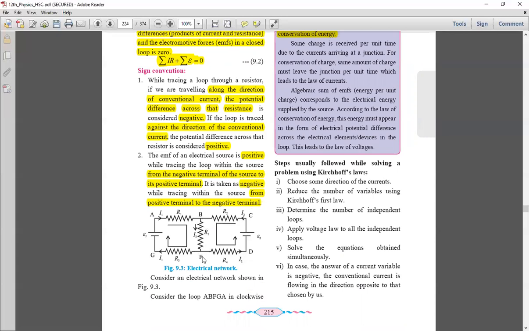BFDCB. So B to F, current is flowing from B to F. So B is high potential, F is low potential. Current we are traveling from B to F, so voltage across this resistance will come as minus I3 into R5. F to D, again current from F to D. So F is high potential, D is low potential. Whenever you are moving from high to low potential, you have to consider the voltage as negative. So voltage across this resistance will come as minus I2 into R4.